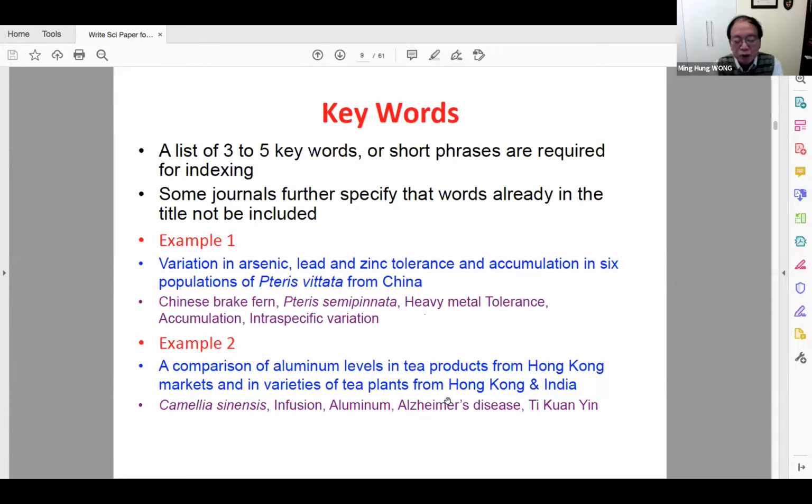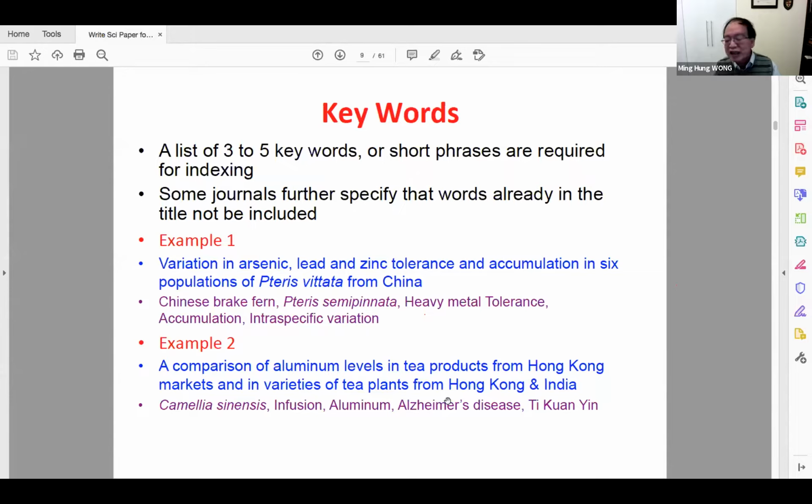So second example, comparison of aluminium levels in tea plants from Hong Kong markets and in varieties of tea plants from Hong Kong and India. So it just happened at that time, I had an Indian girl who worked with me for her PhD. So she went home every summer and she collected all these samples, and both China and India are the 2 countries which produce a lot of tea. So in the keywords, we try to avoid those words already in the title.